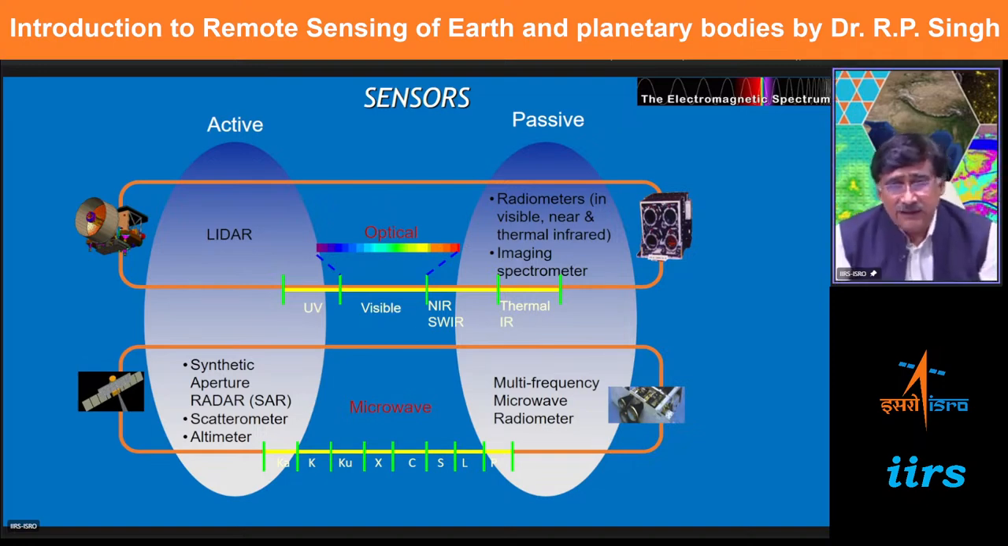When we say passive sensors, they do not have any source of their own. They only receive signals. So whatever the surface emits, or many times when the light falls from the sun, whatever gets reflected from it, the passive sensor detects. They are called radiometers, imaging spectrometers, and they can work in any spectral window depending on the requirement of a scientist. So a spectral window is chosen.